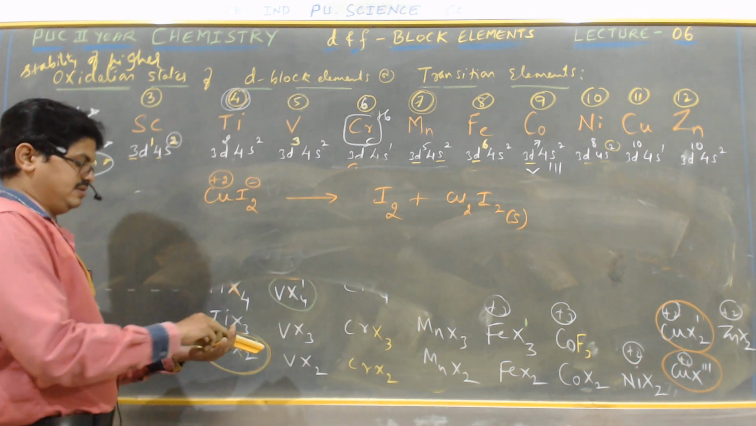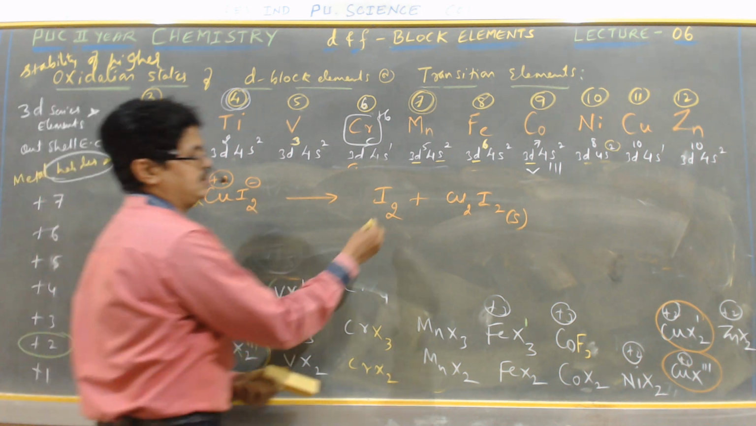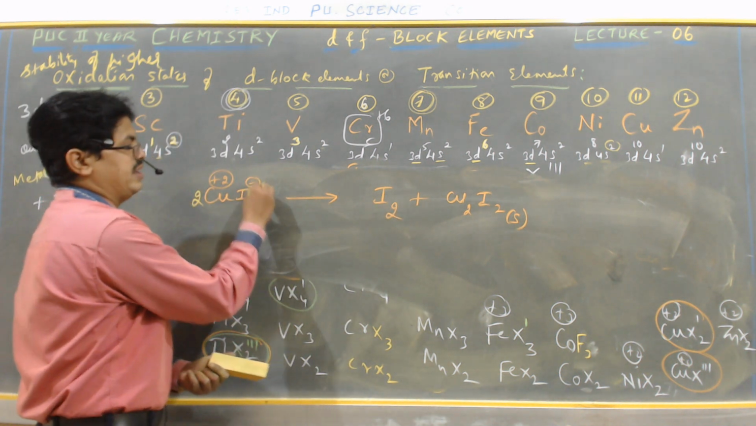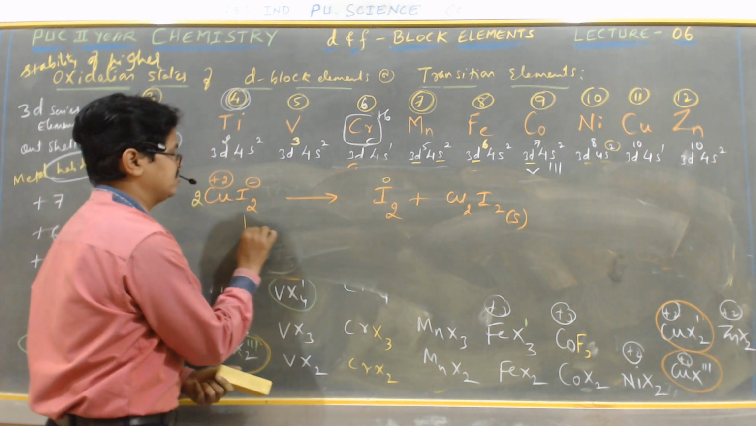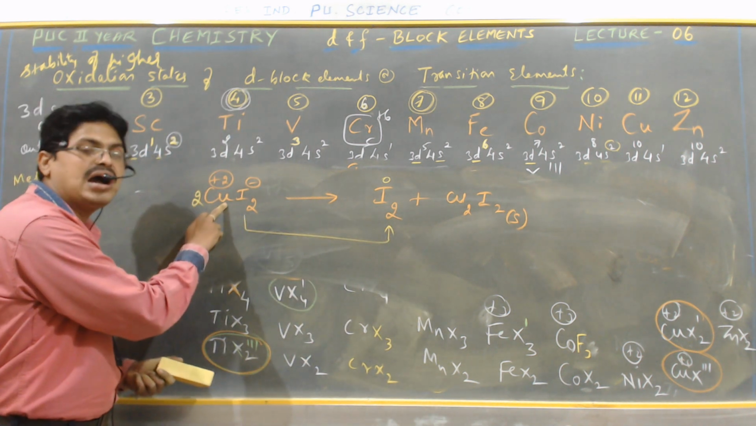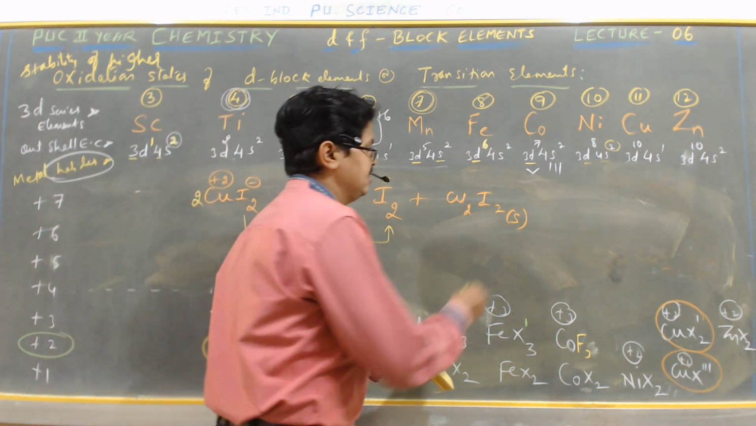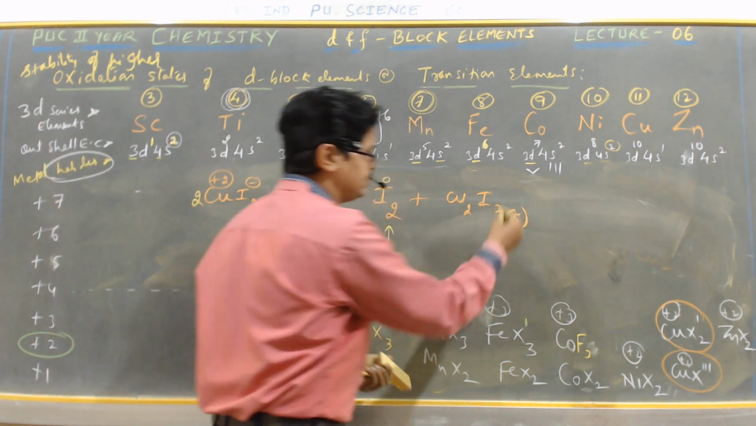Point to be noted: that is 2CuI2 gives 2CuI plus I2. Here iodide is in the minus one oxidation state; here it is 0. It oxidizes iodide into iodine. That's why CuI2 does not exist. This S indicates a solid.